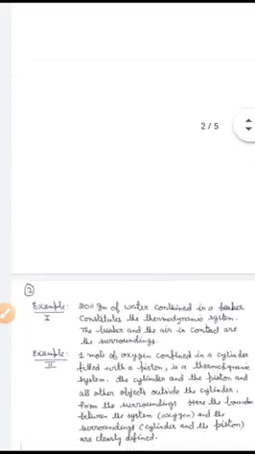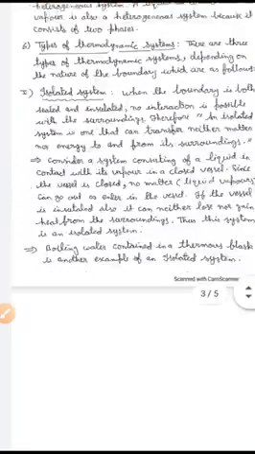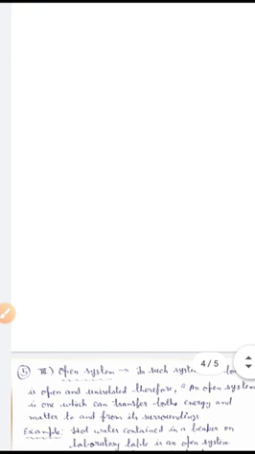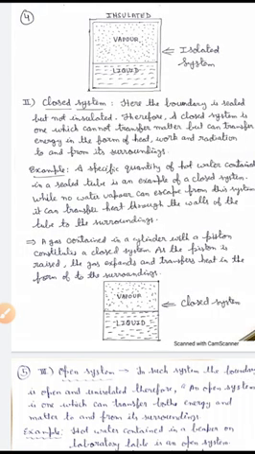Second one is closed system. What is closed system? Here, the boundary is sealed but not insulated. Therefore, a closed system is one which cannot transfer matter but can transfer energy in the form of heat, work, and radiation to and from its surroundings.